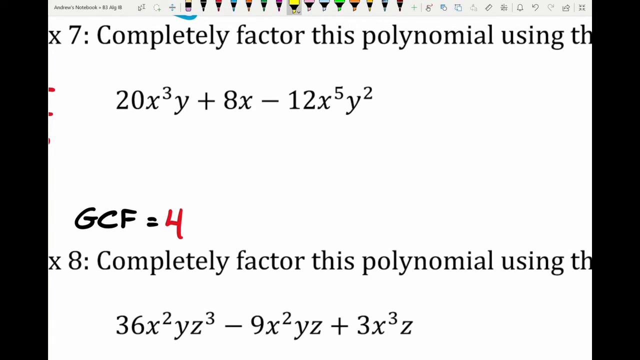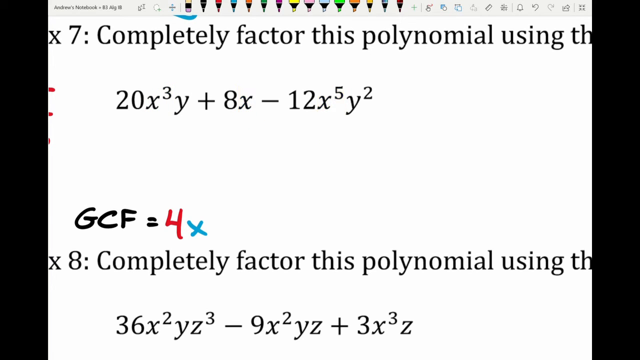So first things first, I'm going to look at the x's, and make sure that all of them have x's, so we can talk about maybe taking some of those. I'm taking a look. This one up in the front has 3 x's available. This one has 1. This one has 5. I've got to go with the smallest number of those, right? There's only 1 x in the middle, so I can only take 1 x.